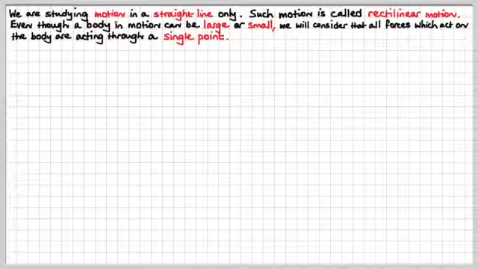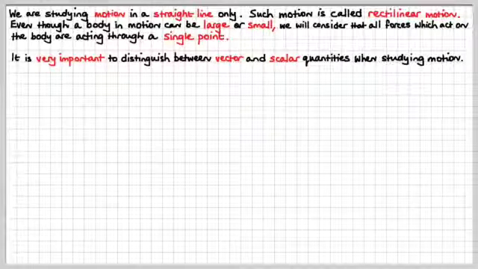Even though a body in motion can be large or small, we will consider that all forces which cause the motion and act on the body are acting through a single point, e.g. the centre of gravity of that body. Okay, now we won't use that information about the forces at all really, because we're just considering the motion and not the forces which cause the motion, but in all cases we will be acting on the bodies through their centre of gravity, if you like.